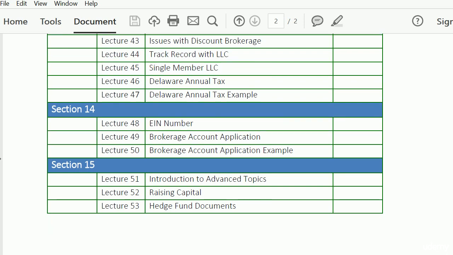Then we'll get into some of the advanced topics once you go from an incubator hedge fund to a full-fledged fund, in terms of how to raise capital, how to actually find investors, how to find high net worth individuals. We do have some websites that I can share with you on raising capital, and we'll briefly touch on various hedge fund documents when you're going from incubator hedge fund to a full-fledged fund.